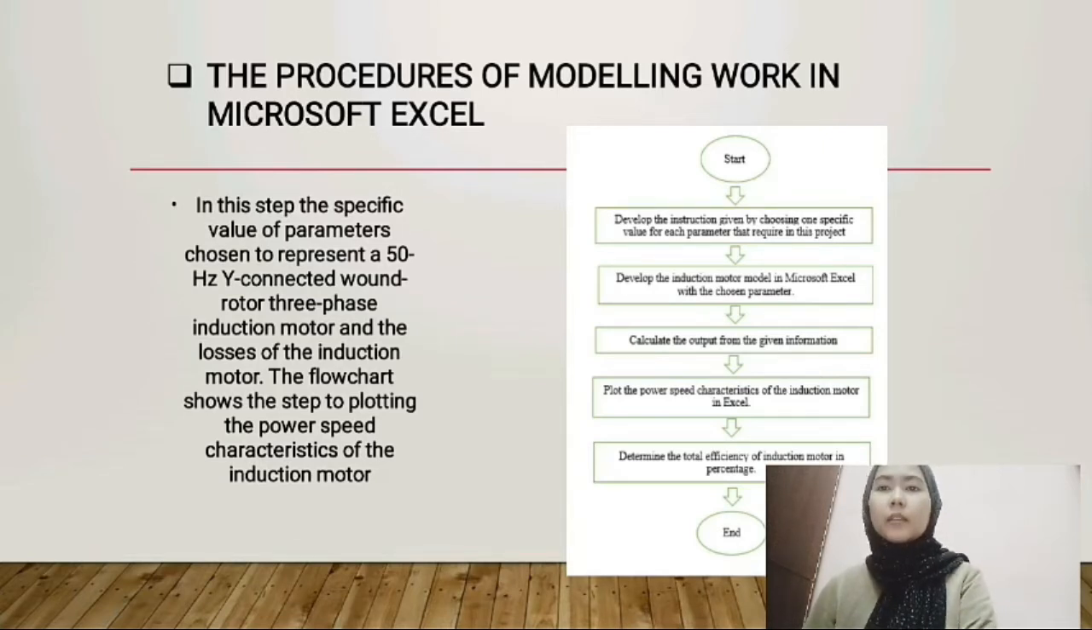In this step, specific values of parameters are chosen to represent a 50 Hz Y-connected, one rotor, three-phase induction motor and the losses of the induction motor. The flowchart shows the steps to plotting the power speed characteristic of the induction motor. First, we develop the instruction given by choosing one specific value for each parameter required in this project. Then, we develop the induction motor model in Microsoft Excel with the chosen parameters. Next, we calculate the output from the given information, plot the power speed characteristic of the induction motor in Excel, and lastly, determine the total efficiency of the induction motor in percentage.